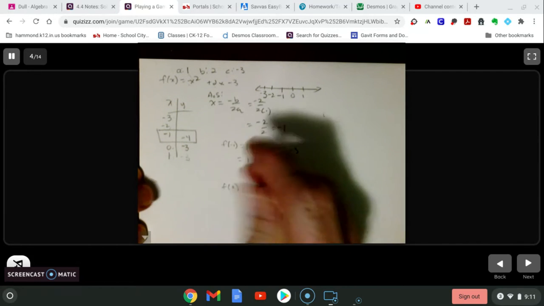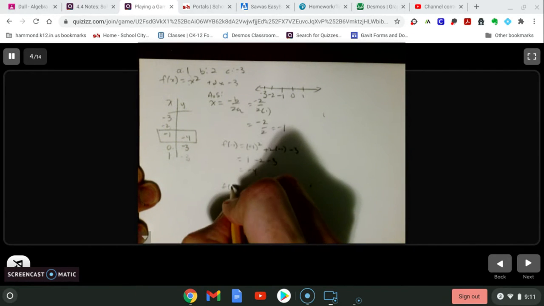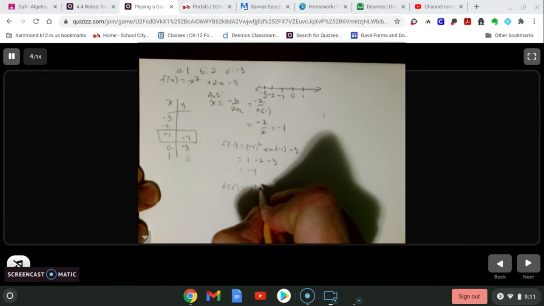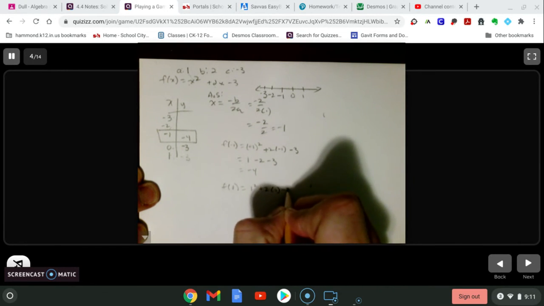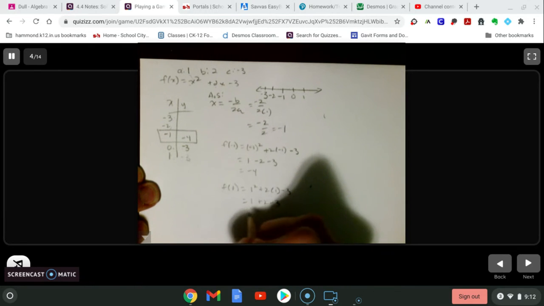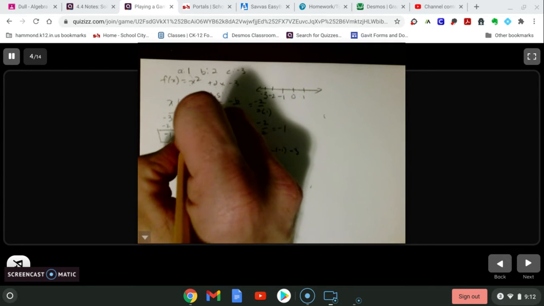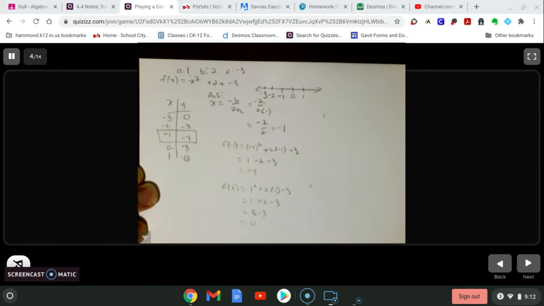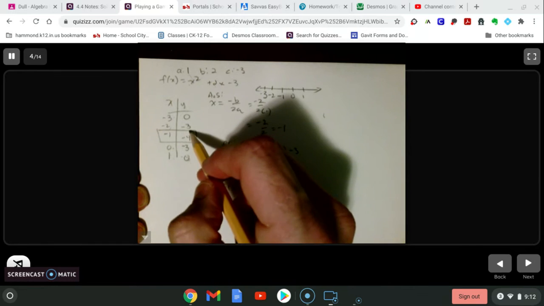So now we just need to substitute in 1. So f of 1, 1 squared plus 2 times 1 minus 3. So that's 1 plus 2 minus 3. That's 0. All right. So now I know what my zeros are.